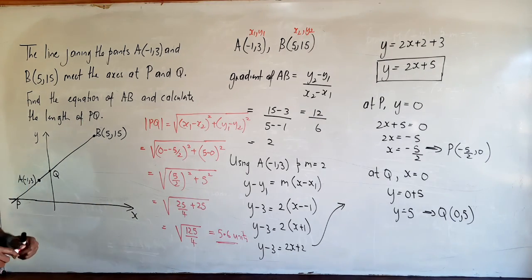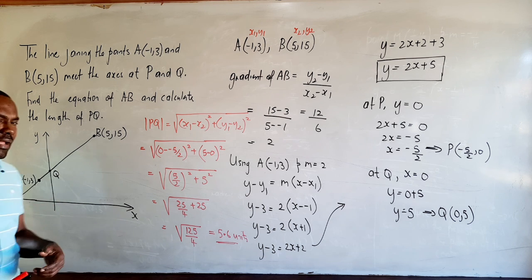All right. So there we're able to find the equation of AB, and from that we're able to find the coordinates of the points P and Q, and hence we're able to find the length of the line PQ.